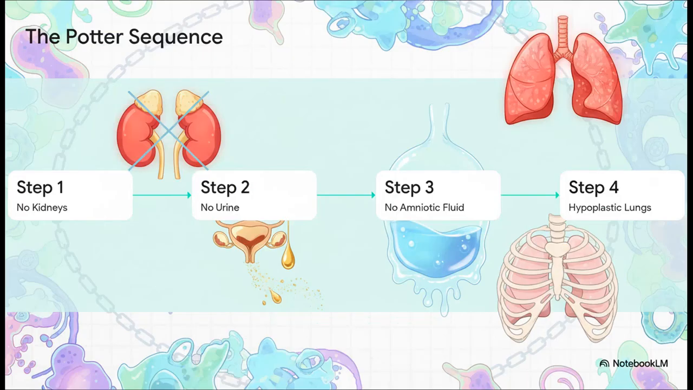And that chain reaction has a name, the Potter sequence. Let's just walk right through it. If there are no kidneys, the fetus can't make urine. And it turns out fetal urine is what makes up most of the amniotic fluid later in pregnancy. So no urine means not enough amniotic fluid. And that fluid is absolutely critical for the baby's lungs to develop properly. Without it, the lungs stay severely underdeveloped, or hypoplastic, which is ultimately fatal.